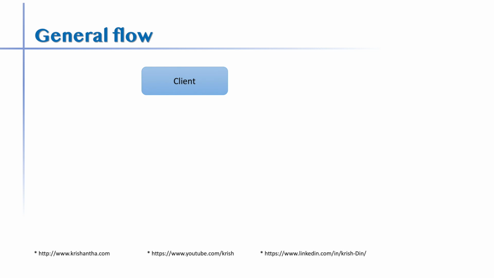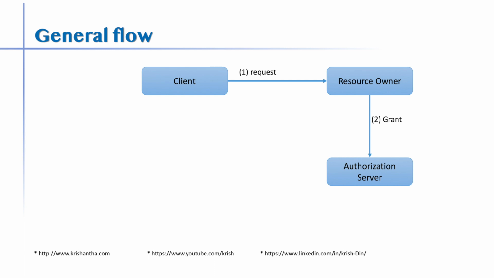So you have a client. We discussed that the client could be a website. The client requests the resource owner. Let's say you come to krishantha.com, and krishantha.com asks, hey, can I access your account? So the resource owner talks to the authorization server and grants access to this client. Now the authorization server issues a token to the client. But keep in mind, the authorization server does not disclose your credentials to krishantha.com.